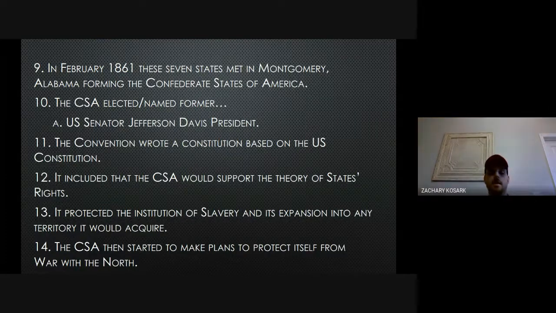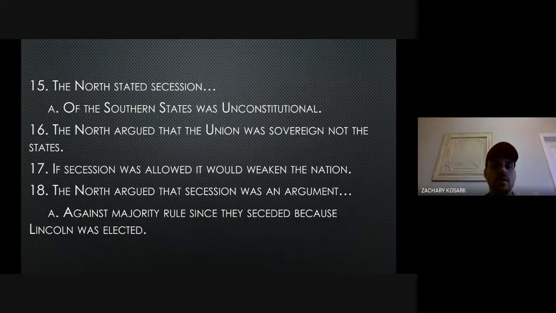The CSA then started to make plans to protect itself from the war with the North, which they think is ultimately going to come no matter what. In the North, they stated that secession of the southern states was unconstitutional. The North argued that the Union was sovereign, not the states. So basically what they're saying is that the United States is the entity, not the little states in the actual Union. What really happens here is that if you look all the way back to the Revolutionary War, before you had even the United States, you had individual colonies that did things on their own and decided things for themselves.